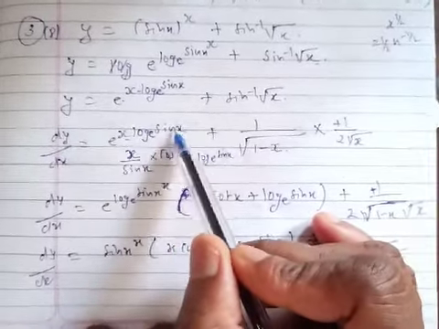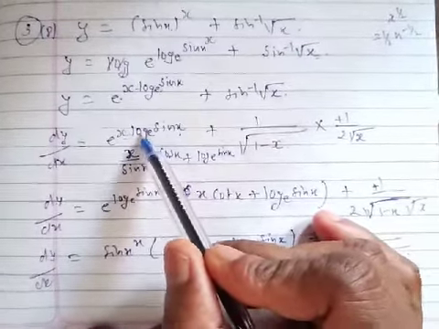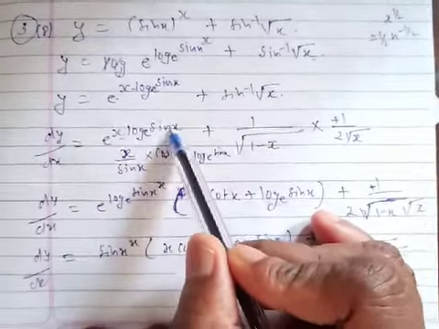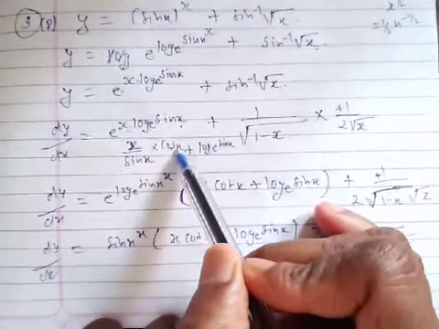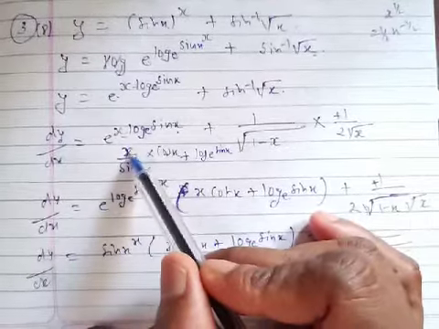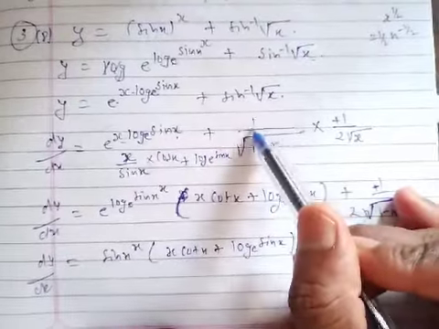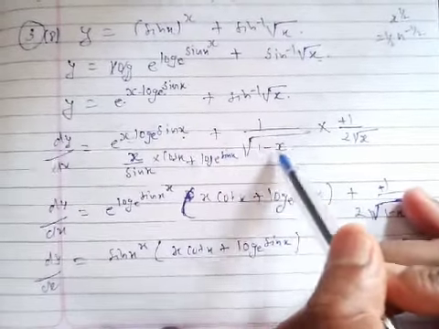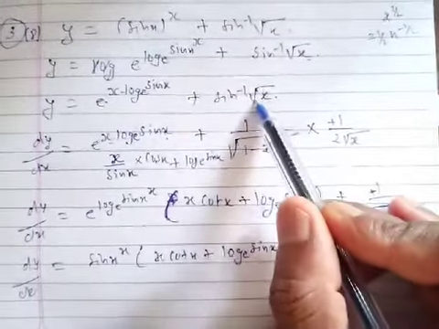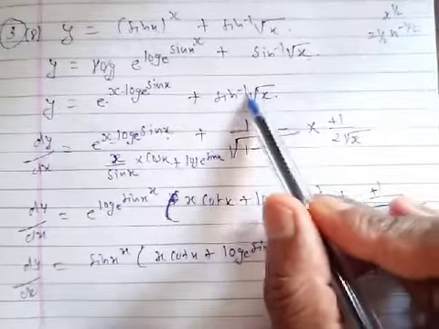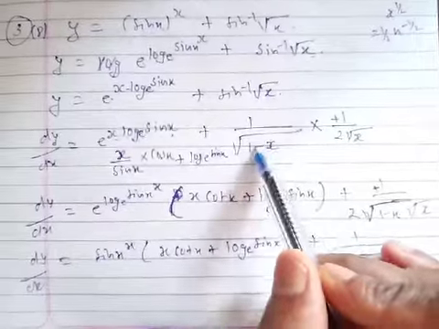Log sin x: first we take the derivative of the log, which is 1 upon sin x. Now the derivative of sin x is cos x. So finally we get cot x from here, plus we know the derivative of sin inverse is 1 under root 1 minus x square. Here it is root x, so in place of x square we write root x. The square of root x is x, therefore it will become 1 upon root 1 minus x.